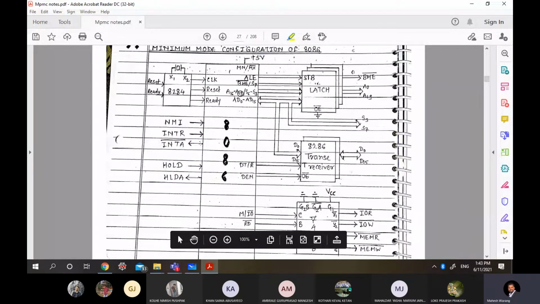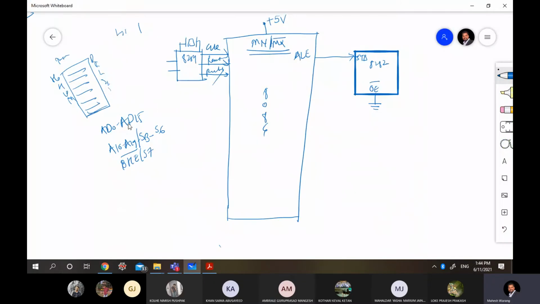Then A16 to A19 multiplexed with S6 to S3, then AD0 to AD15. These are all multiplexed lines in the 8086 which we want to demultiplex. How many lines are there? AD0 to AD15 are 16 lines. A16, 17, 18, 19 are 4 lines. And this is the one line. So totally we have to demultiplex 21 lines.